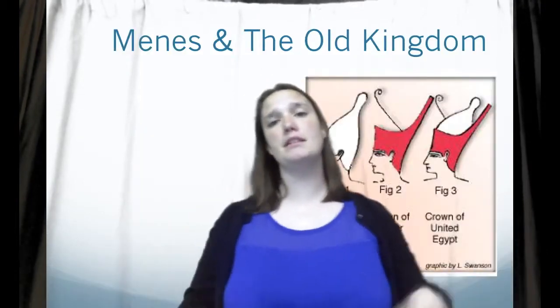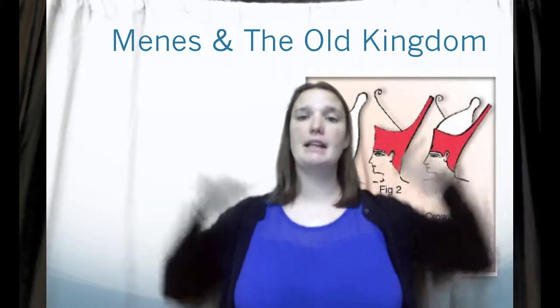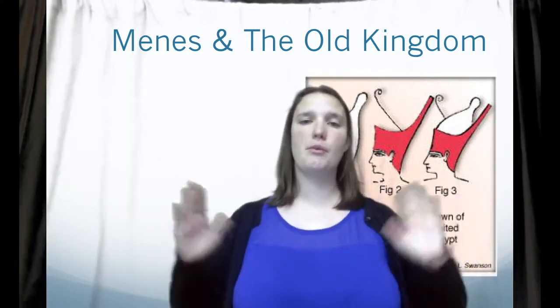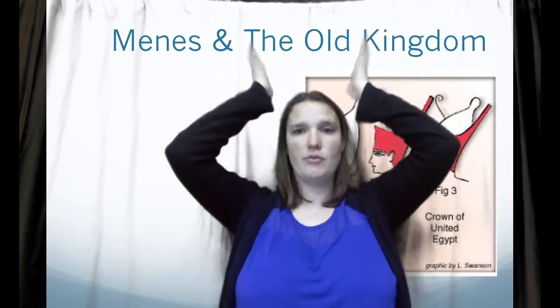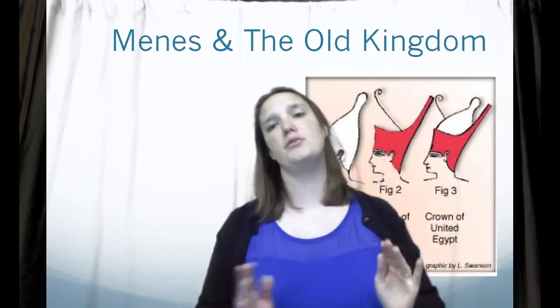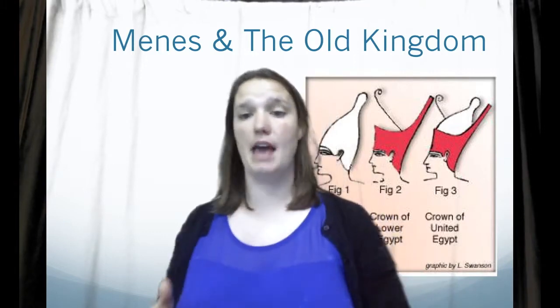So when Menes unites the Old and New Kingdom, he actually takes 2 crowns and combines them together. So you see the white crown there represents Upper Egypt. That red crown is symbolizing Lower Egypt, and he combines those 2 together to symbolize Upper and Lower Egypt together, united as one.